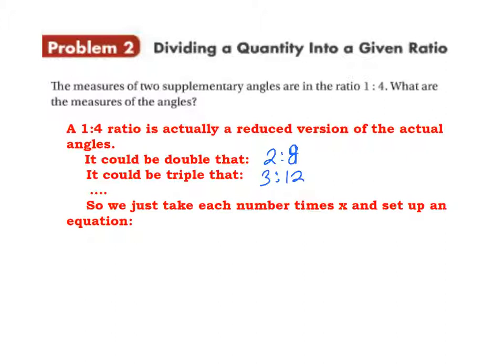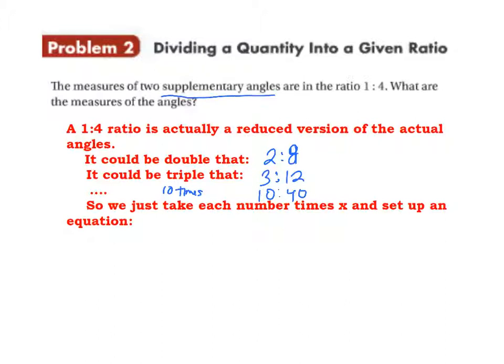It might be more likely, it might be 10 times that. So if I did 10 times that, it would be a 10 and a 40. It still reduces to a 1 to 4 ratio, maybe more likely angle measurements, 10 degrees and 40 degrees, but that still doesn't make sense because they're supplementary.